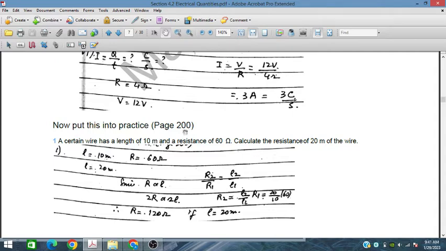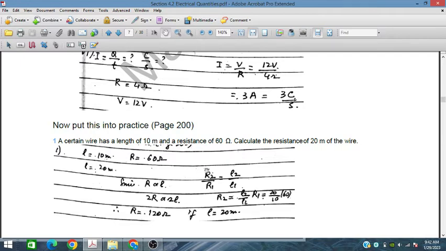Page 1200. A certain wire has a length of 10 meters and a resistance of 6 ohms. Calculate the resistance of 20 meters of wire. So if length is 10 meters, the resistance is 60 ohms. 60 ohms for a 10 meter wire, and we have to find the resistance of 20 meters of wire. If everything is the same, then it will be just double. So the length is double, so the resistance will be double.